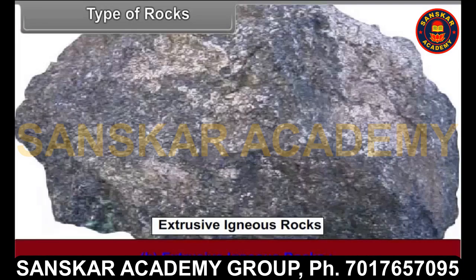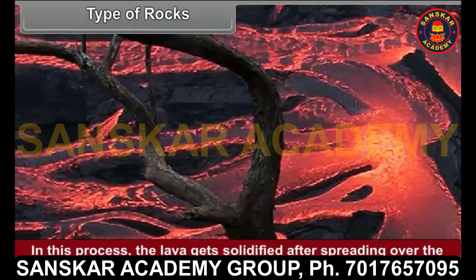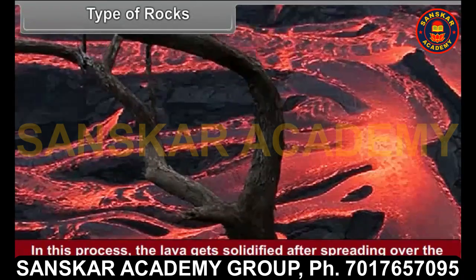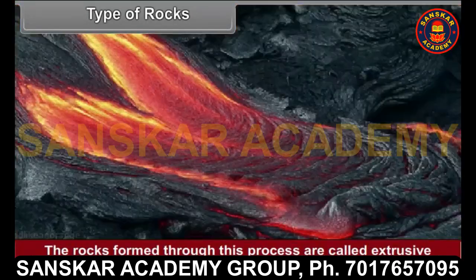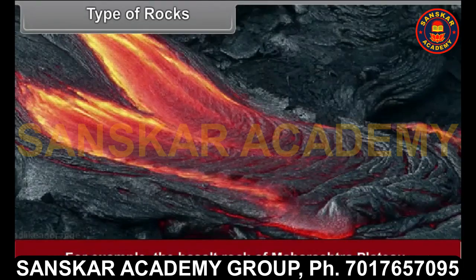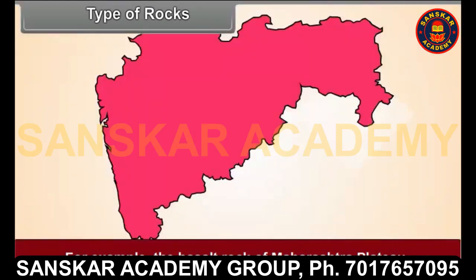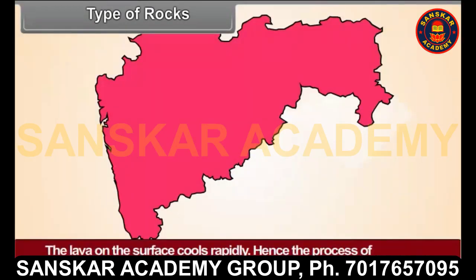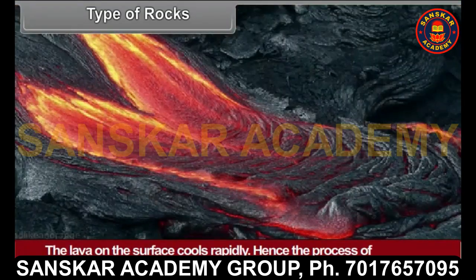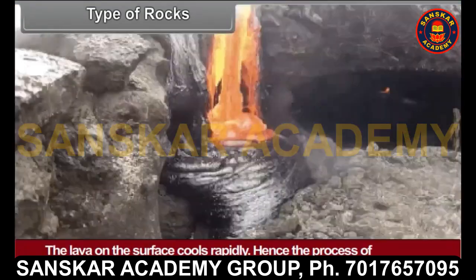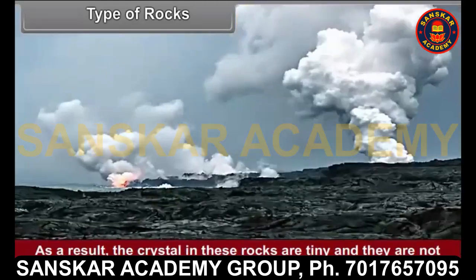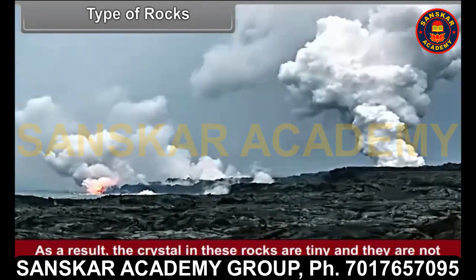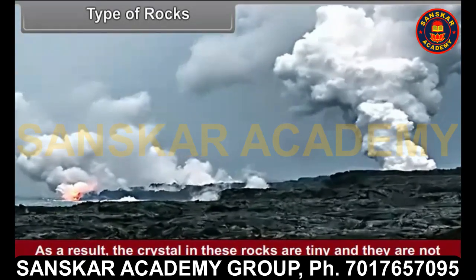Extrusive igneous rocks. In this process, the lava gets solidified after spreading over the Earth's surface. The rocks formed through this process are called extrusive igneous rocks. For example, the basalt rock of Maharashtra Plateau. The lava on the surface cools rapidly. Hence, the process of crystallization is also quite fast. As a result, the crystals in these rocks are tiny and they are not very well formed.